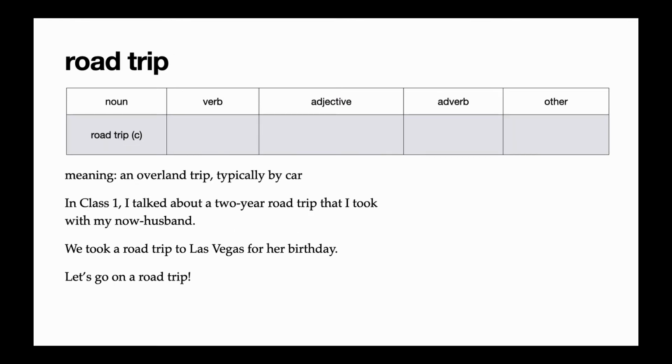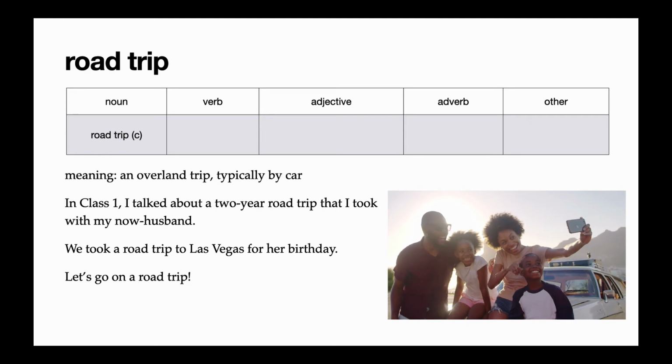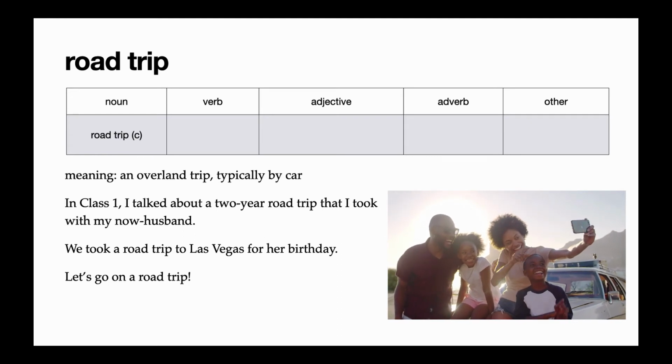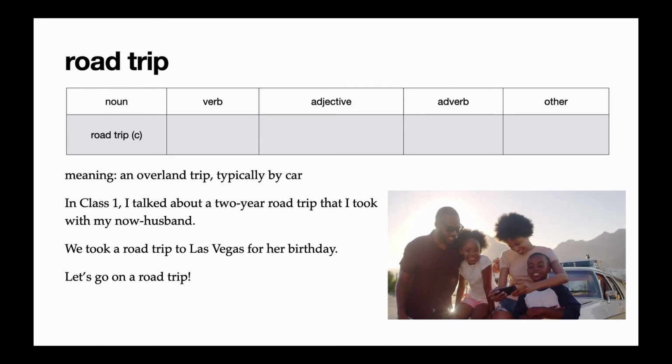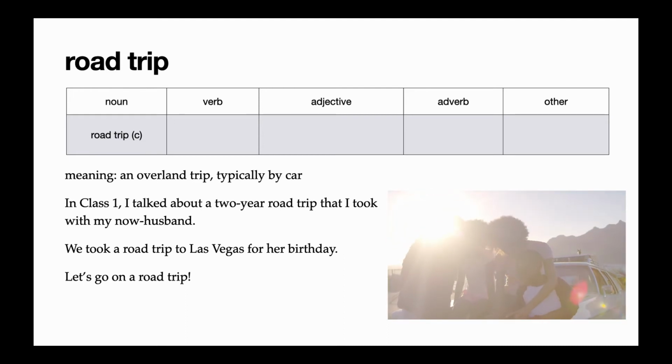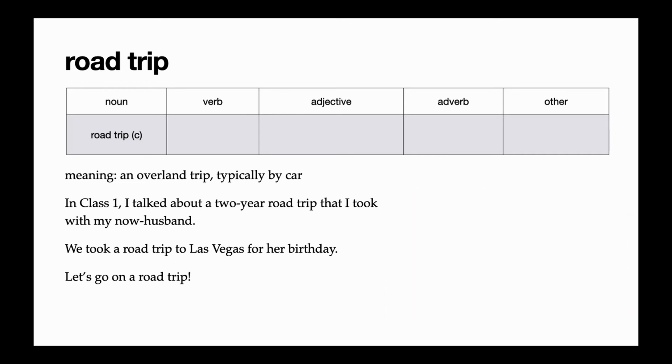Next, we have the noun phrase road trip. This is a journey that you take overland, typically by car. Road trips are very common in the US because cars are common and we have a good highway system, so it's very common to take long trips by car. The example I gave was in class 1, I talked about a 2-year road trip that I took with my now husband. The second example says we took a road trip to Las Vegas for her birthday. And the last example says let's go on a road trip.